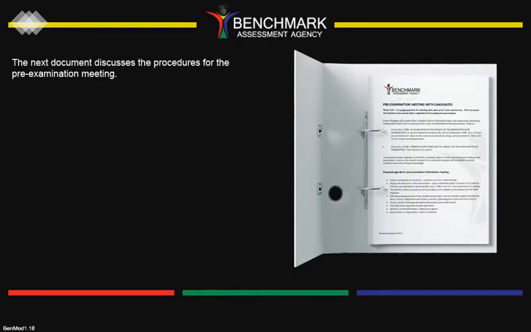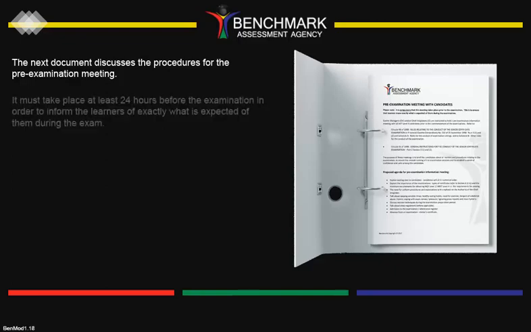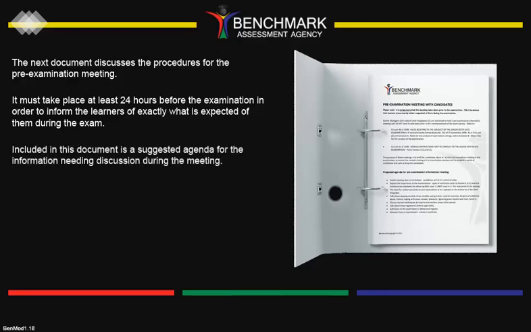The next document discusses the procedures for the pre-examination meeting. This meeting with the learners is necessary. It must take place at least 24 hours before the examination in order to inform the learners of exactly what is expected of them during the exam. Included in this document is a suggested agenda for the information needing discussion during the meeting. Using this agenda will ensure that no critical information is omitted.